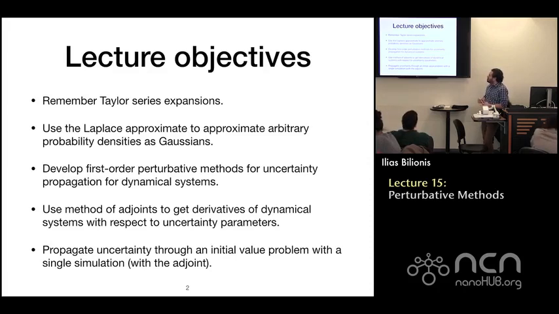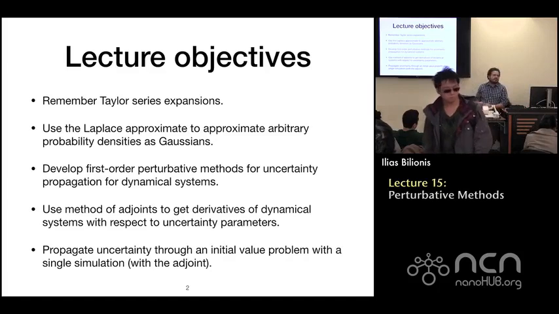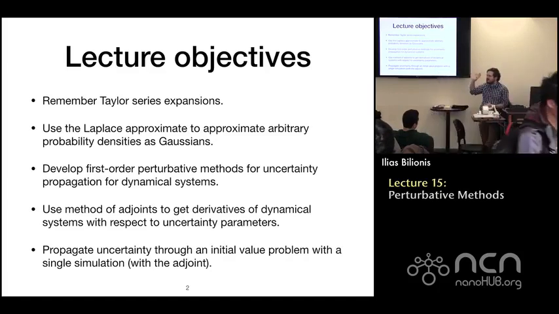So perturbative methods for propagating uncertainties are quite simple. You take whatever you want to propagate uncertainties through, you do a Taylor expansion on it, and then you truncate the Taylor expansion to a very small order, like first order, for example. And then you do a little bit of analysis on that. So I'm gonna have to remind you what Taylor series expansion is. I hope everybody knows what it is.